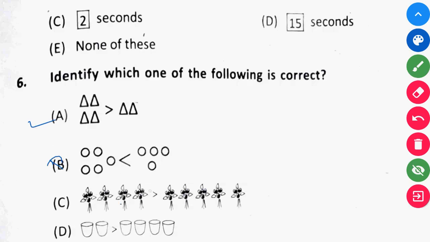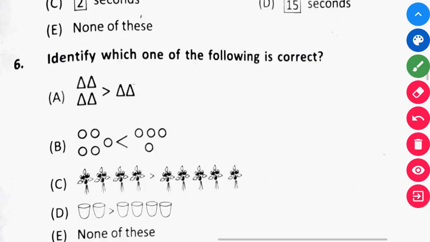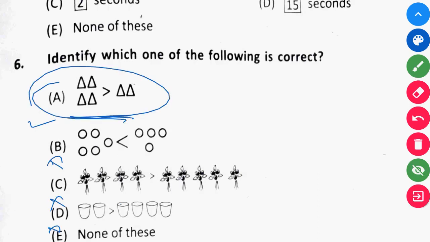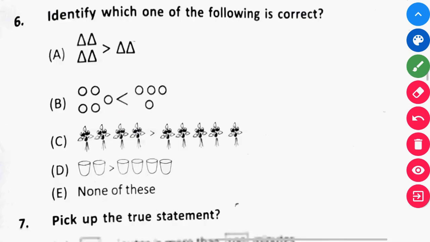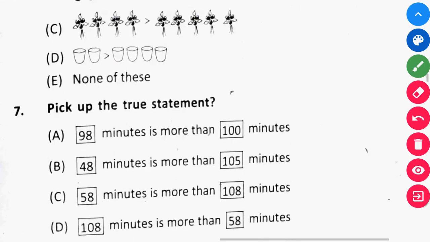4 flowers are greater than 5 flowers. This is also wrong. 2 cups are greater than 4 cups, wrong. And is there any option, none of these? No. So your answer is answer A, which is 4 is greater than 2. So this comparison is based on images.